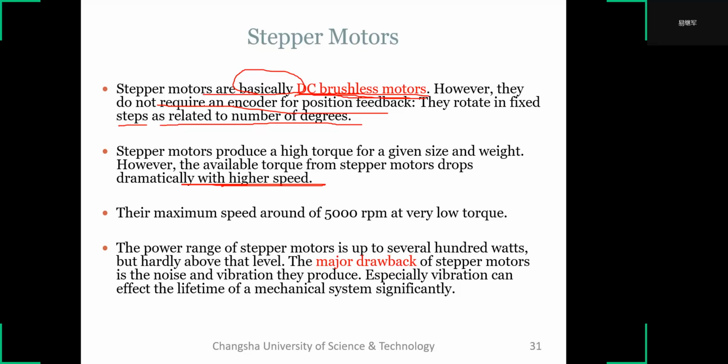The major drawback of step motors is the noise and the vibration they produce. Especially vibration can affect the lifetime of a mechanical system significantly. It's a major drawback, and all the disadvantages are noise and vibration.